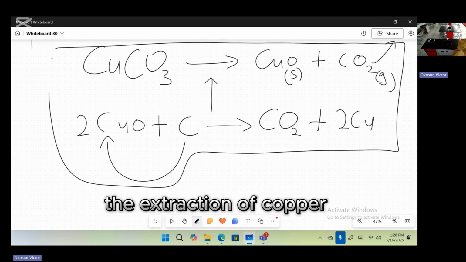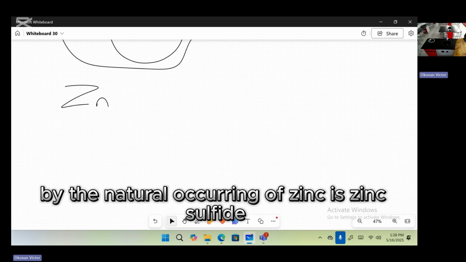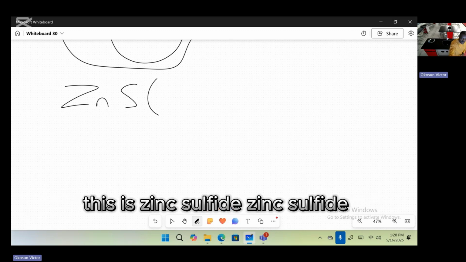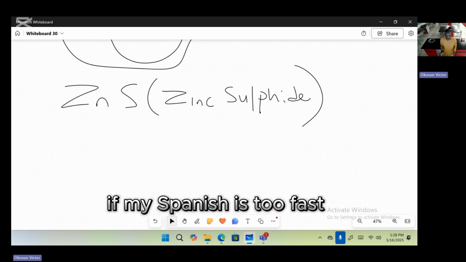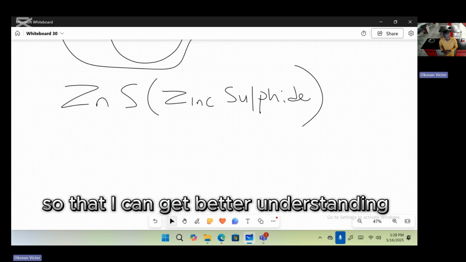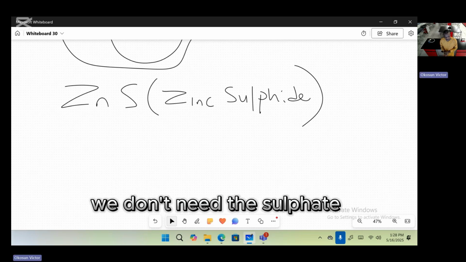The extraction of copper. Another one, how do you extract zinc? You know, the natural occurrence of zinc is zinc sulfide. This is zinc sulfide. You can always pause my video if my explanation is too fast and replay it so that you can get better understanding. So zinc sulfide is a natural occurrence of zinc. We don't need the sulfide, we need zinc.